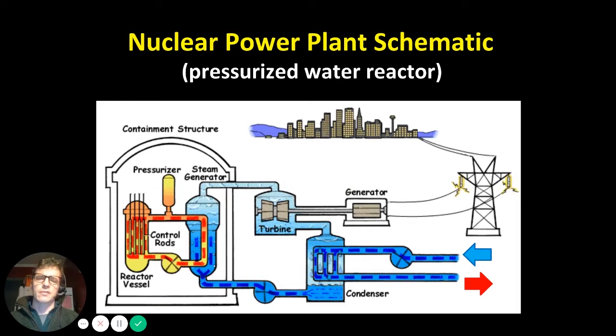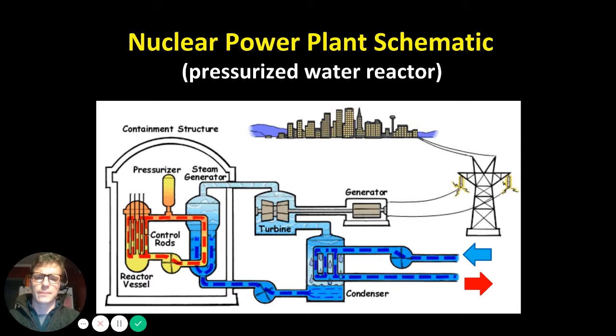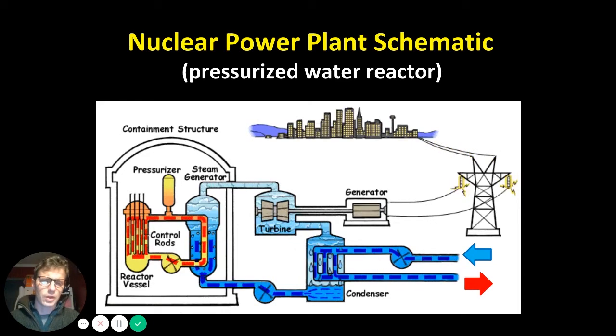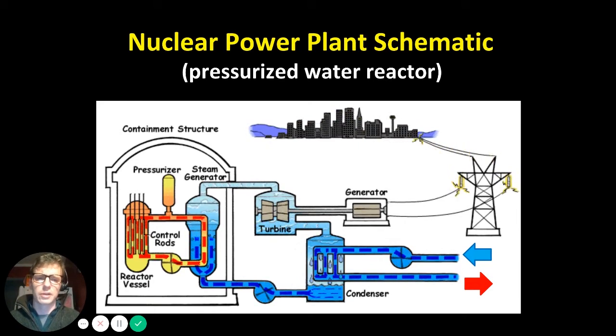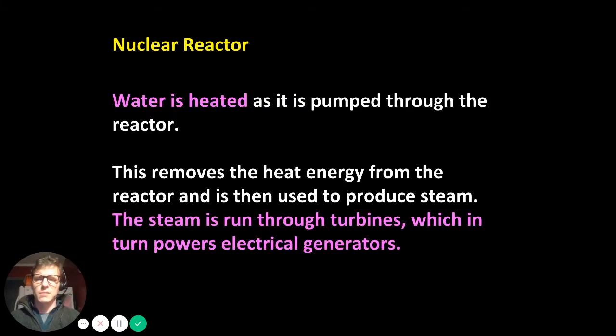And so it absorbs a lot of the heat from the reactor, and it is then pumped out of the reactor and passed through a steam generator. That water is then heated up into steam. The steam passes through a turbine, generates electricity, and then interacts with some sort of condensing coil or cooling system, which cools the steam back down into water, and that liquid water is passed through that secondary cycle again. So the reactor core is where the fission reactions, heat production occurs. This is typically surrounded by some sort of reactor vessel to keep radioactive material from being released into the environment, as well as a secondary containment structure.